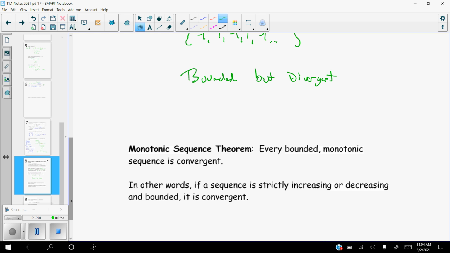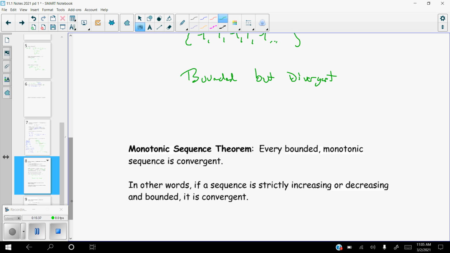And then we have this thing which is called the monotonic sequence theorem. Again, monotonic means that it goes one way. It's either always increasing or always decreasing. Every bounded monotonic sequence is convergent. Now think about that. It's telling you that it is bounded above and below, and it's always either increasing or decreasing because it's monotonic. If something is bounded and it's always moving towards that bound, that means it's going to be convergent because it will converge to that bound.